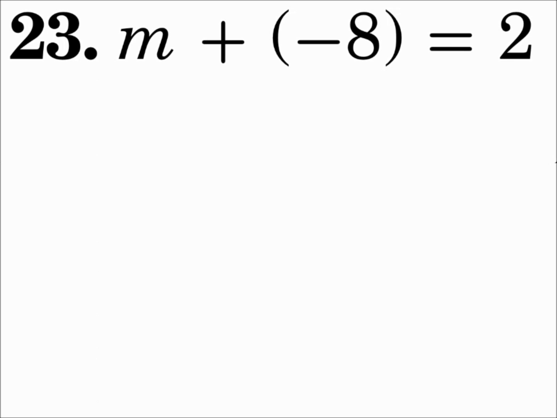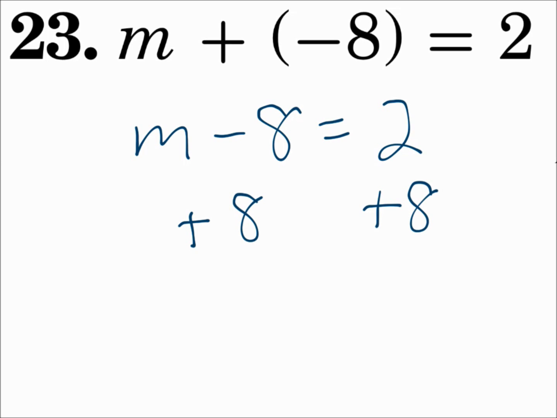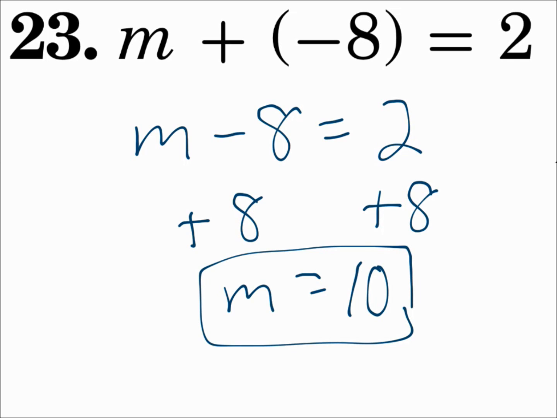m plus negative 8 equals 2. First change m plus negative 8 just to m minus 8. And then to move the 8, it's being subtracted, so do the opposite operation and add 8 to each side of the equation. Negative 8 plus 8 cancels out, leaving m. 2 plus 8 is 10. M equals 10.